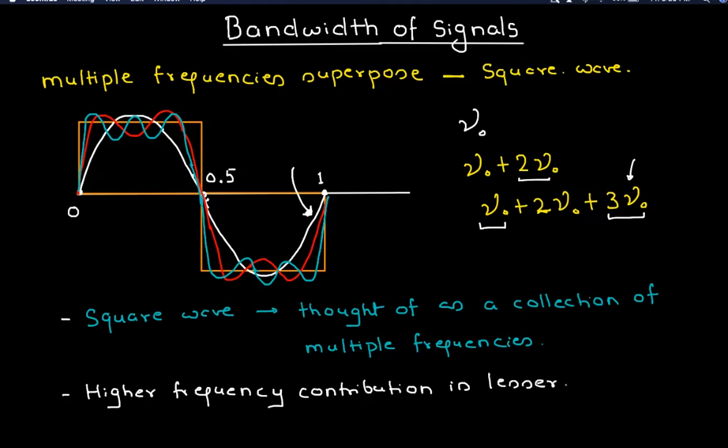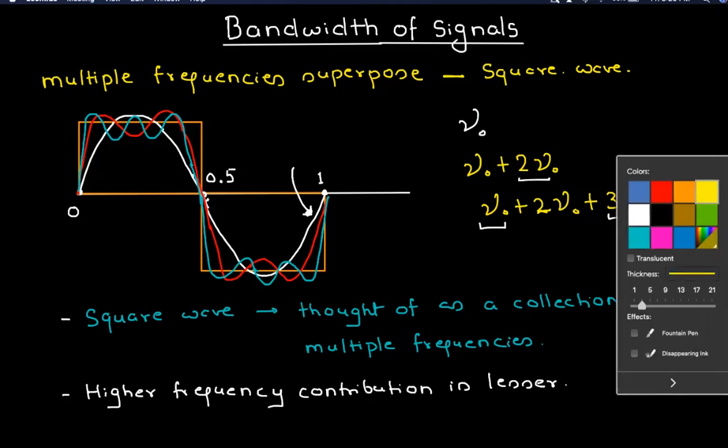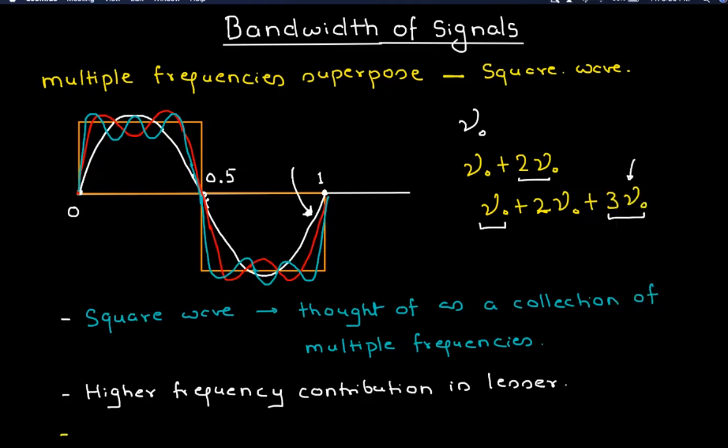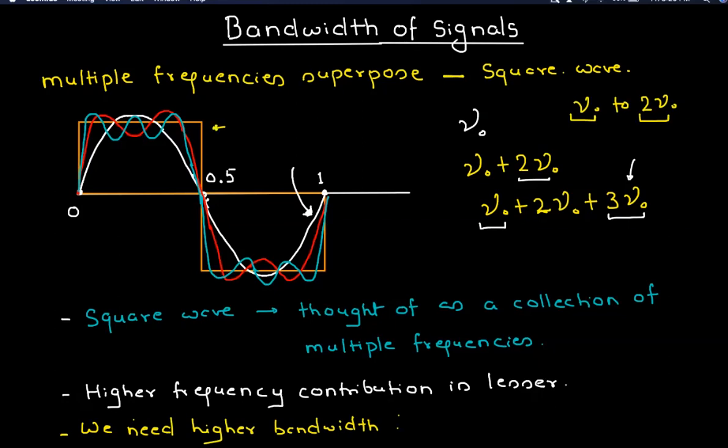Okay. So that's the reason why if you are transmitting a square wave in a digital form, then we need higher bandwidth so that we don't lose out on the message. Because from mu naught to 2 mu naught, there is no frequency in between that will give a square wave. So if I transmit a square wave, they will be able to extract mu naught, 2 mu naught, 3 mu naught, 4 mu naught, like that.